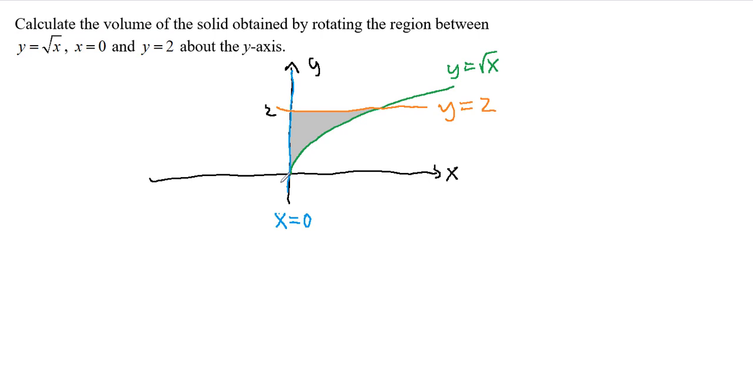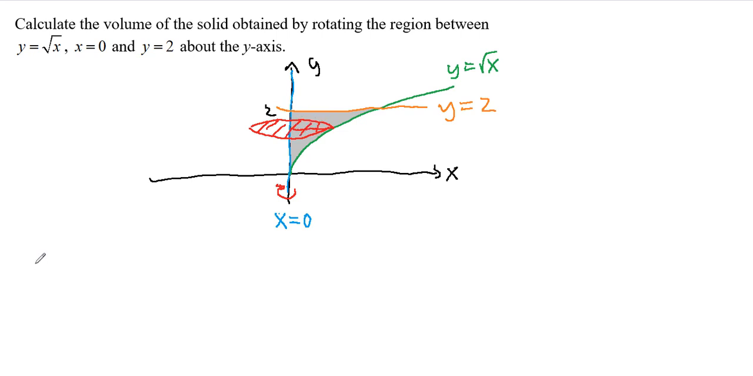We also indicate the axis of rotation, which is our y-axis, and one general disk that will help us set up the integral to calculate the volume of the generated solid. So here is a general radius that produces this general disk.